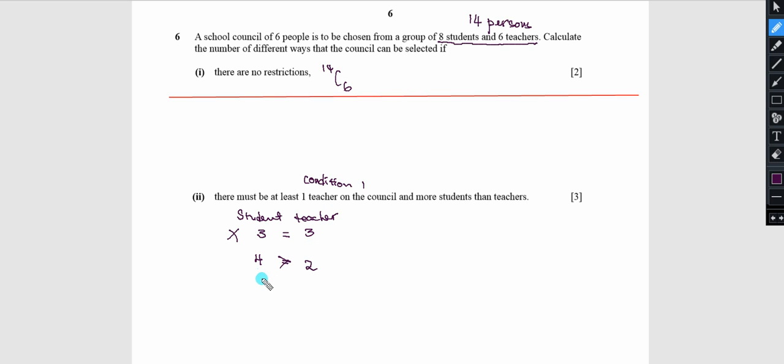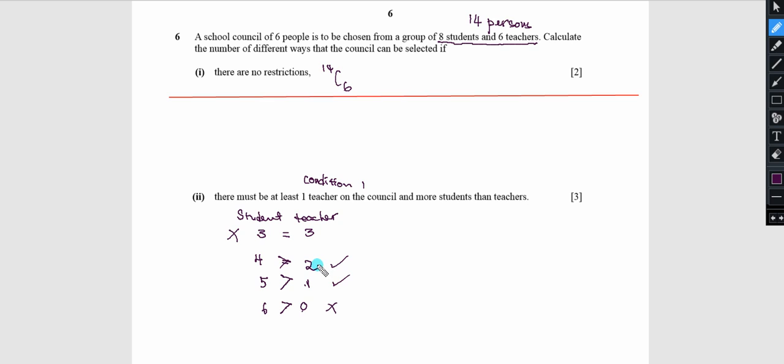What about if you have 5 students and 1 teacher? 5 students, 1 teacher. So the students are more than the teacher. So this also meets the condition. The next one is 6. 8 C 6 taken from the students. Then this becomes 0 teachers. 6 is more than 0, you meet that requirement. But the other condition is at least 1 teacher, and here there are 0 teachers, so this is out.